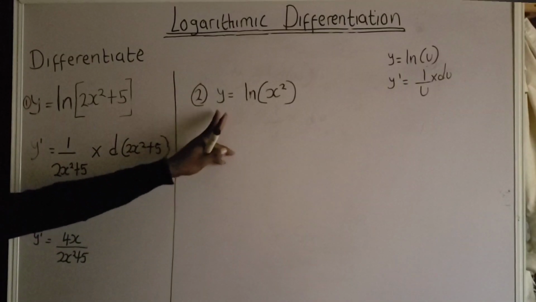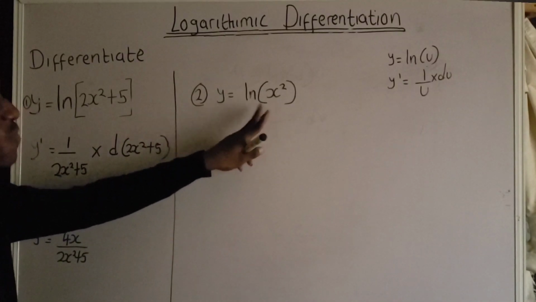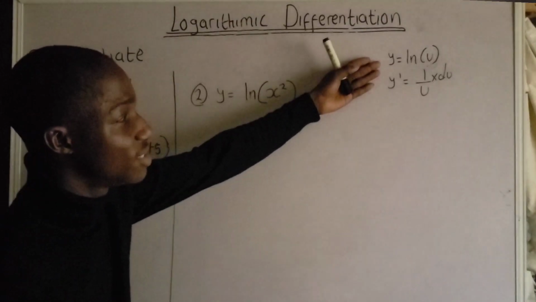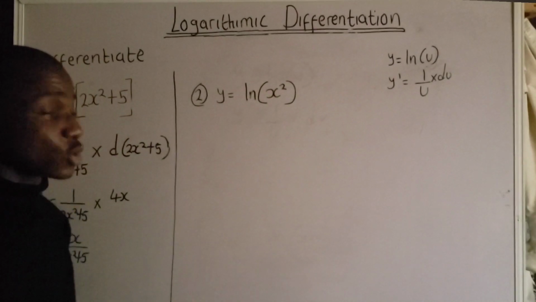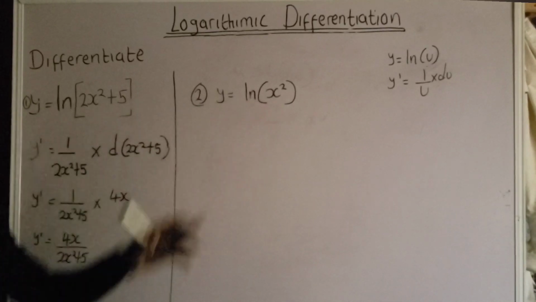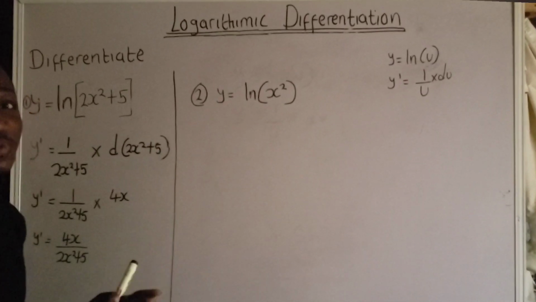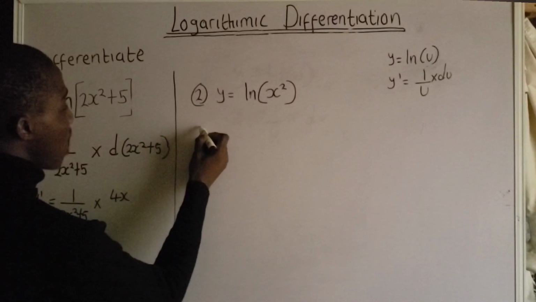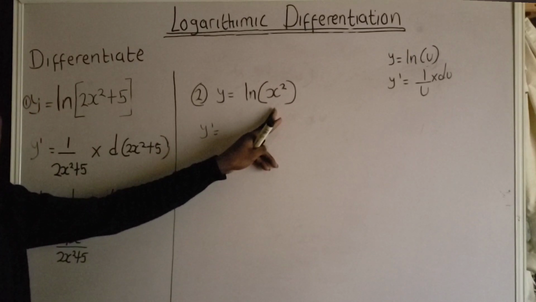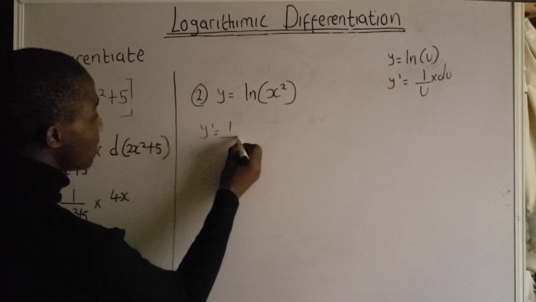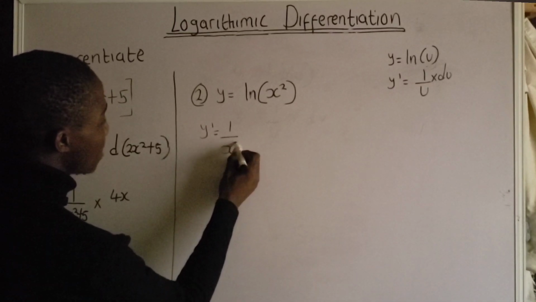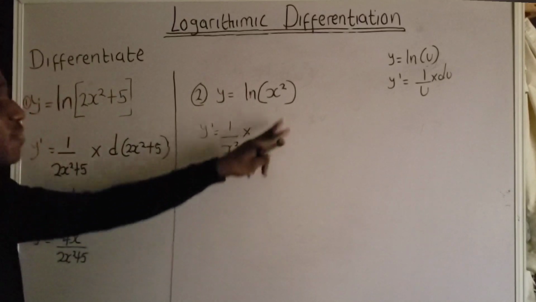Example 2. Find the derivative of y equals the natural log of x squared. Don't forget that when you are given a function that looks like this, and you are told to find the derivative, we are going to take the inverse of the function inside the bracket and multiply it by the derivative of that function. So the derivative of y equals, the function inside the bracket is x squared. So I'm going to take the inverse of x squared, that is 1 over x squared. You understand?